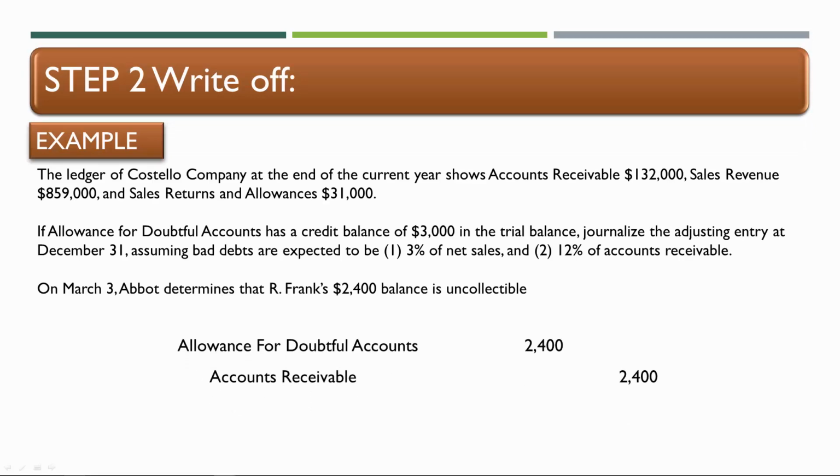Okay, so if we go back and we look at our example that we had before, now we have on March 3rd, Abbott determines that R. Frank's $2,400 balance is uncollectible. We've identified a specific account. So now we're going to debit the allowance for doubtful accounts and credit accounts receivable. So what we're doing here is we're reducing our allowance, and at the same time we're reducing our accounts receivable for that specific account that we are writing off.